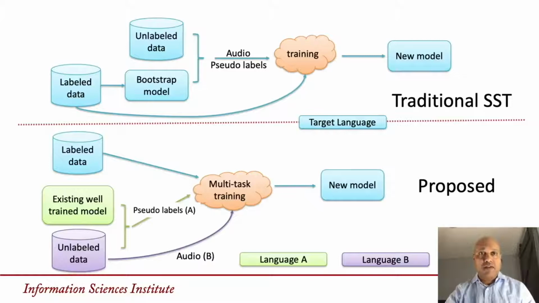We illustrate the traditional semi-supervised training approach in the upper part of the slide. This is where we take labeled data, build a bootstrap model, then we use that bootstrap model to generate pseudo labels on the unlabeled data, and then combine all of this data and train a new model. This new model is typically much better than the bootstrap model that we started with. The key thing to keep in mind with traditional semi-supervised training is the unlabeled data as well as the labeled data correspond to the target language.